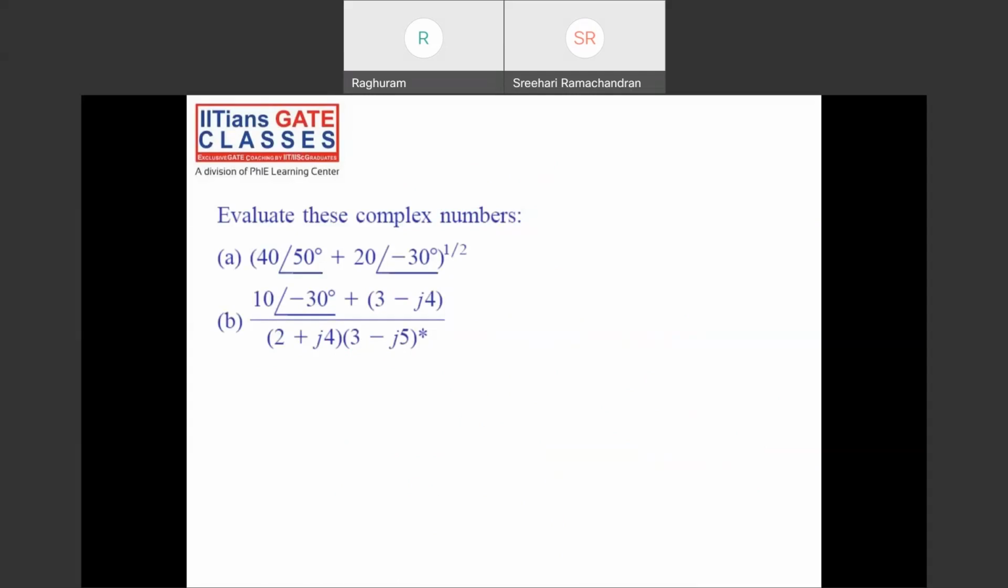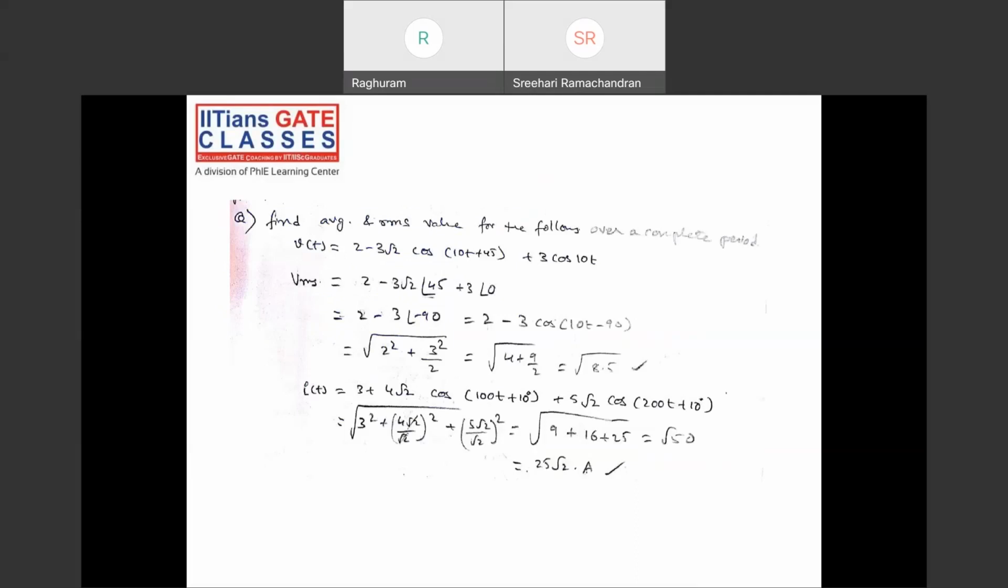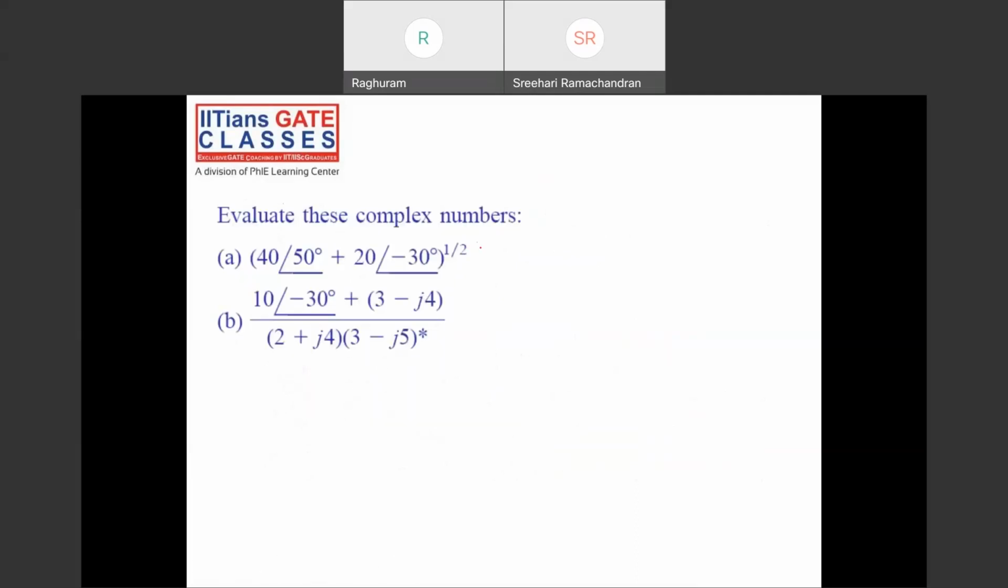See, this is under root, right? Under root, what happens if you square it, the angle will become double. If there is theta, it will become 2 theta. If you make it under root, it will become theta by 2. What is the star? Star means conjugate. Conjugate of 3 minus j5 is 3 plus j5, complex conjugate numbers. So this is how you have to do this.